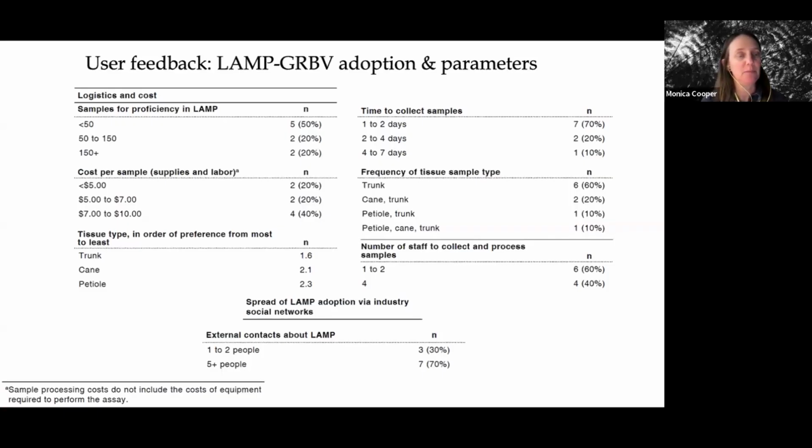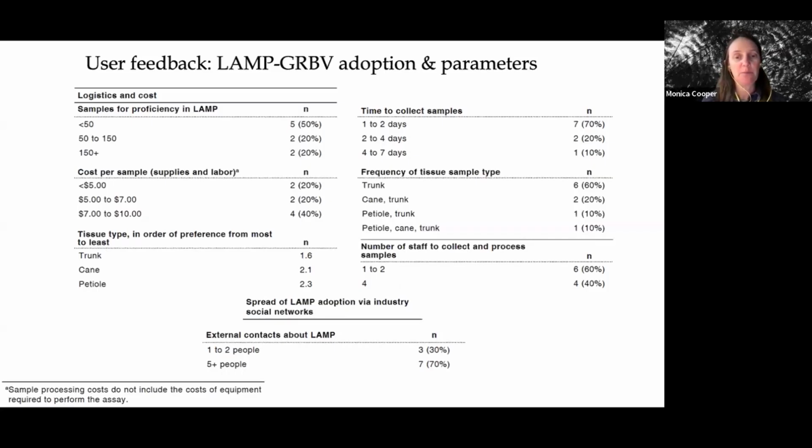So it was definitely the preferred tissue, and canes were second most preferred. And I think that is because that cane tissue can be stored over time in the freezer. It takes on average like 1 to 2 days to collect samples. And as I mentioned previously, most people were collecting trunk samples, and most people had between 1 and 2 people doing the collection and then processing the samples.